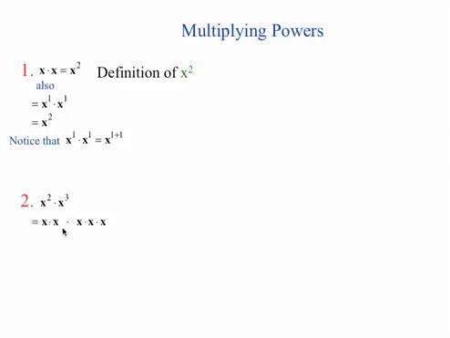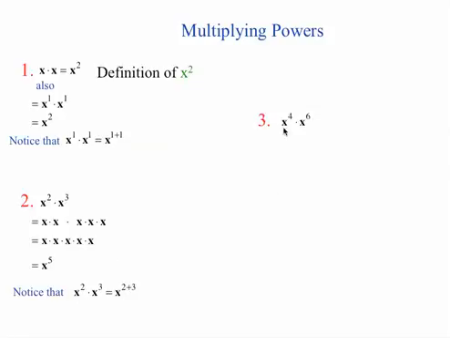So x to the 2 times x to the 3 is x times x, times x times x times x. Altogether you have 5 x's multiplying each other, which is x to the power of 5. So x to the 2 times x to the 3 is the same as x to the 2 plus 3, which is x to the 5.